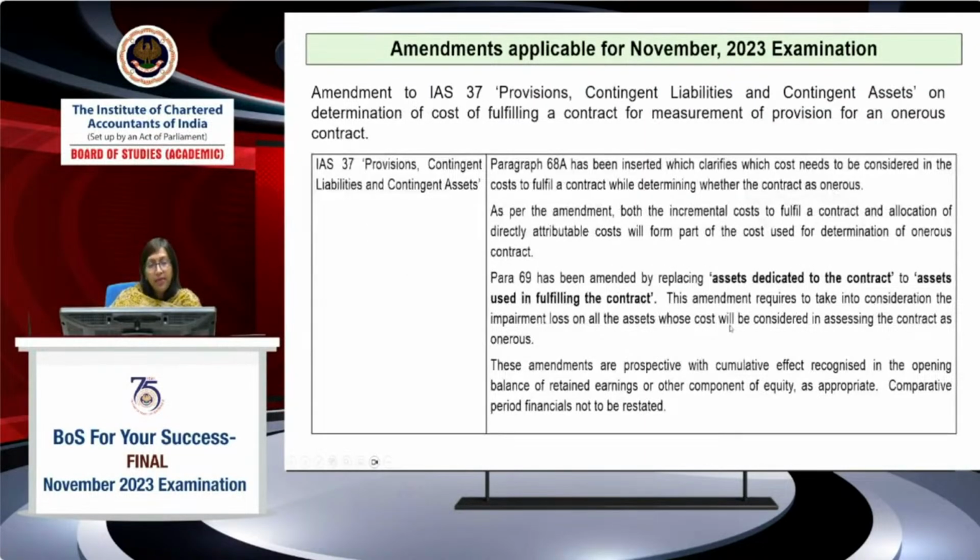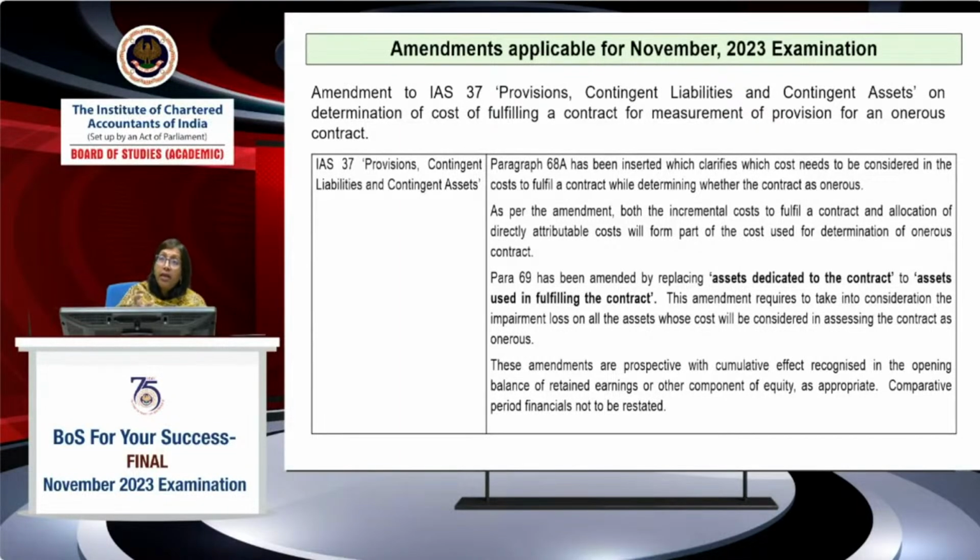IAS 37 provisions. In IAS 37, what happens? You have to determine onerous contract. Cost of onerous contract is required for creating a provision. But what type of cost should be considered for computation of onerous contract, for computation of provision, that was not explained very clearly. It was simply mentioned that unavoidable cost should be considered for computation of this onerous contracts.